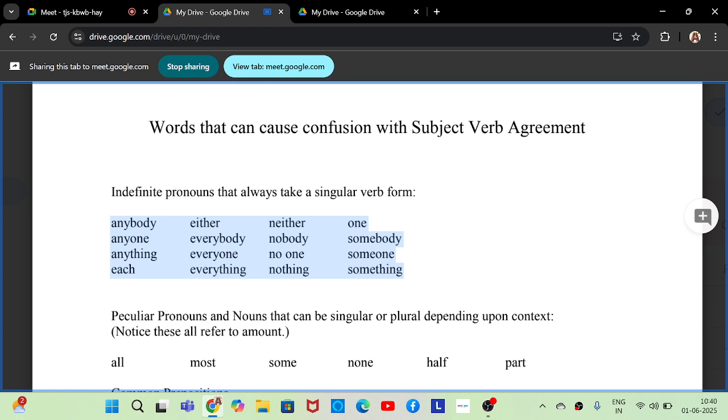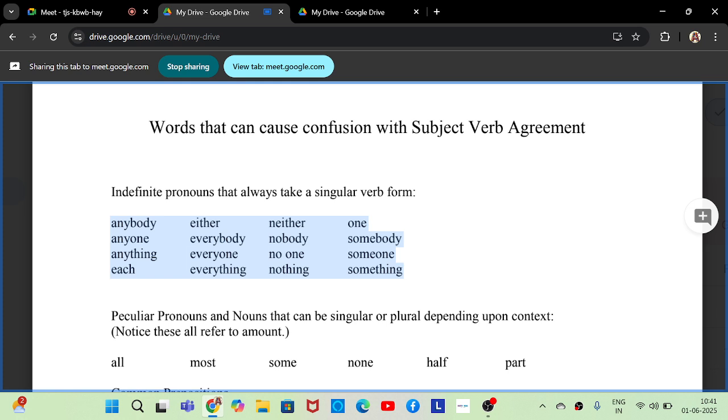There are totally 20. Here you can see only 16: anyone, anything, anybody, each, everyone, everybody, everything, nobody, no one, nothing, someone, something, somebody, one, neither. You can easily study it in this order. I repeat: anyone, anything, anybody, then someone, something, somebody, no one, nothing, nobody, everyone, everything, everybody.